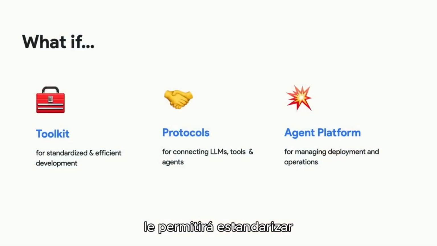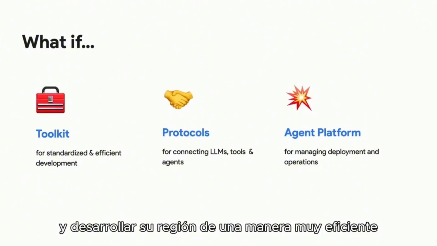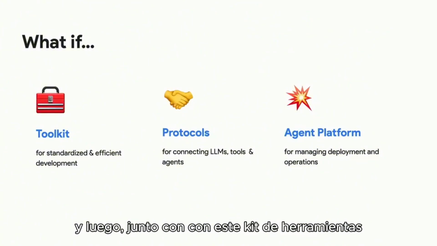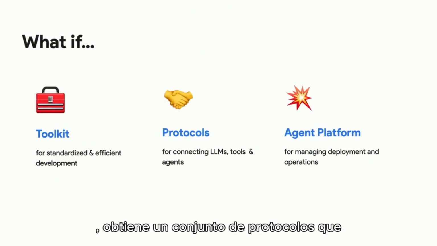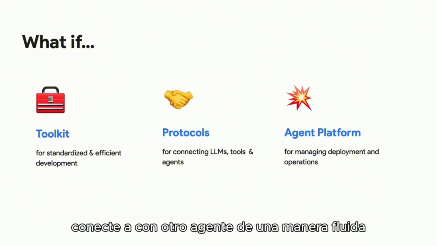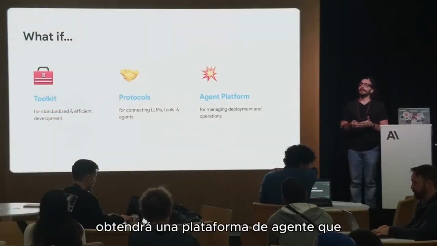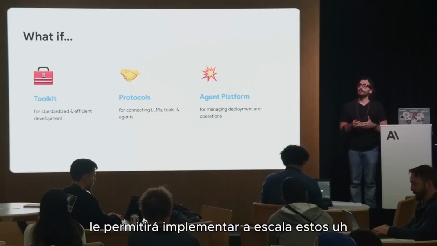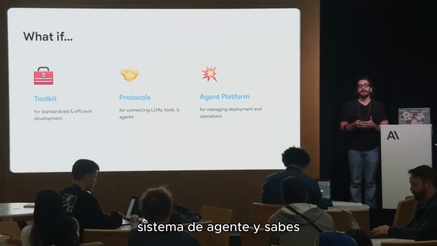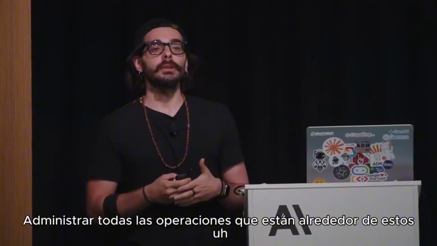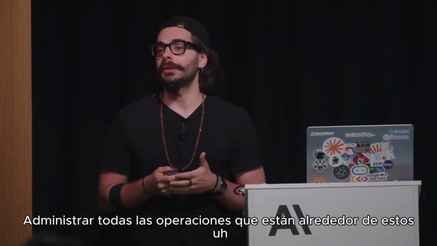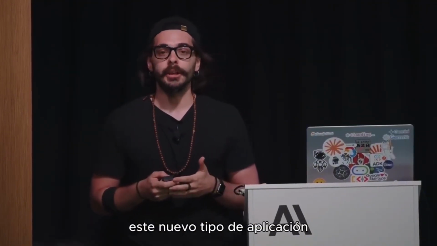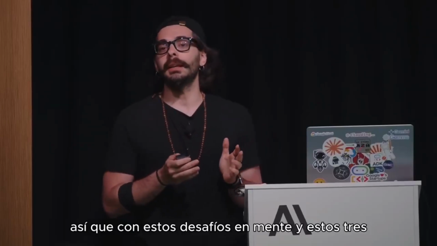In this sense, let's imagine that you have a toolkit that will allow you to standardize and develop your agent in a very efficient way. And then together with this toolkit, you get a set of protocols that will allow your agent to consume tools and context with the LLM, but at the same time connect with other agents in a seamless way. And third, you get an agent platform that will allow you to deploy this agent system at scale and manage all the operations that are around this new kind of application.